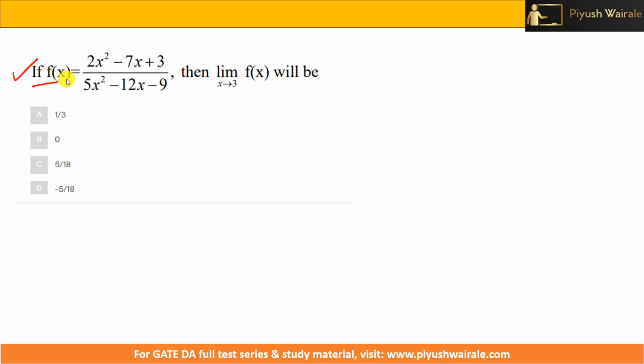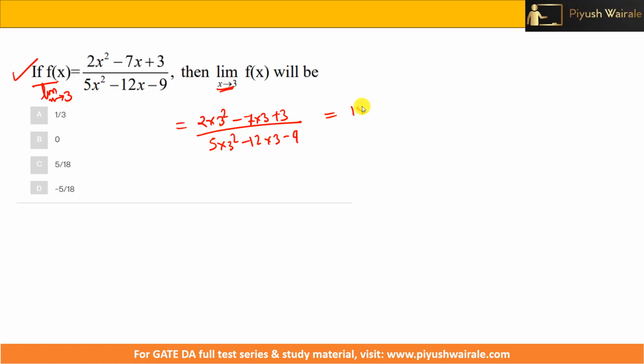So if f of x is given to us, then limit x tends to 3 of f of x, right? Now just try to put x tends to 3 here. Okay. So limit x tends to 3, just try to put 3 here. What are we getting? 2 into 3 square minus 7 into 3 plus 3, divided by 5 into 3 square minus 12 into 3 minus 9. So what am I getting?